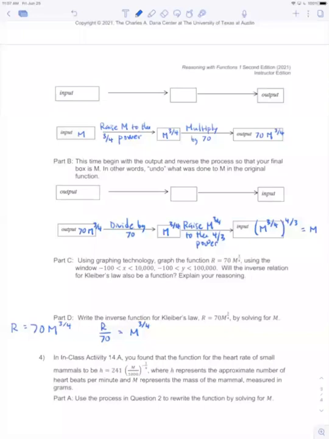And then from here, why don't we raise both sides to the 4/3 power? So if you want to see the step, we went 4/3 here and 4/3 here. So that would leave us with m is equal to r over 70 to the 4/3 power.